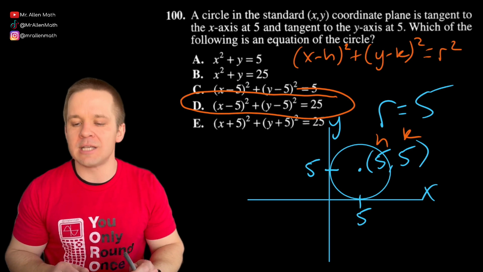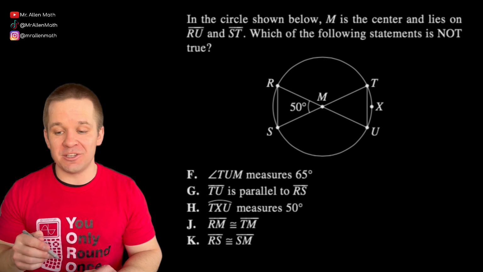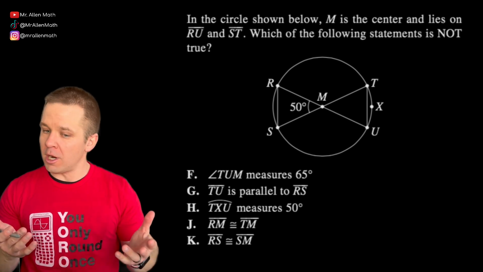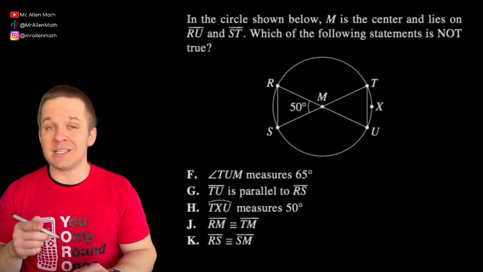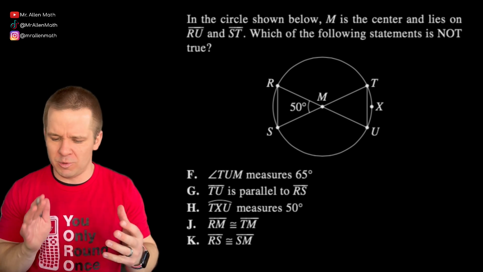So, solid circle problem. For this one, in the circle shown below, M is the center and lies on RU and ST, those two segments, which are diameters. They pass through the center, right? Which of the following statements is not true? These are always a little tricky. You have to think, wait, that works. Wait, which one doesn't work?